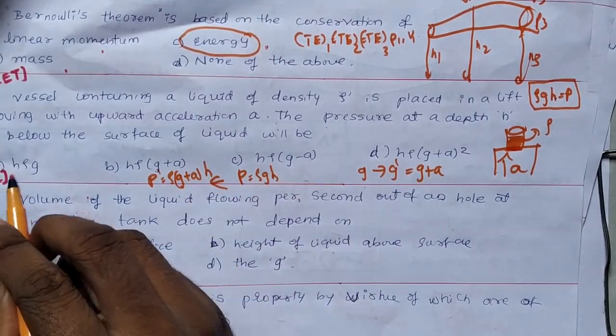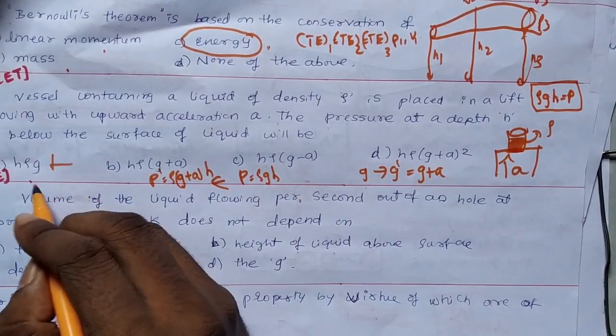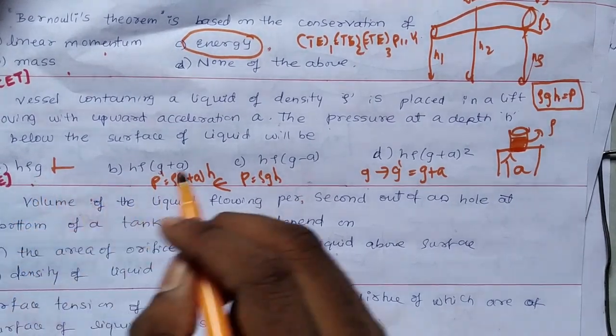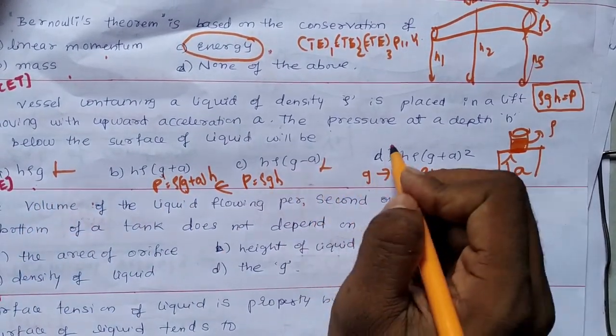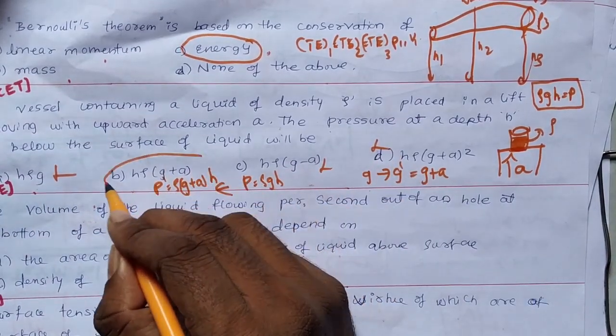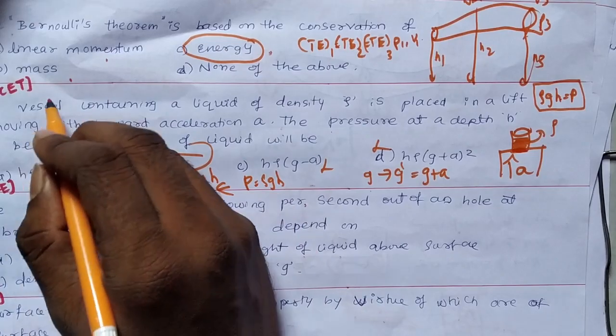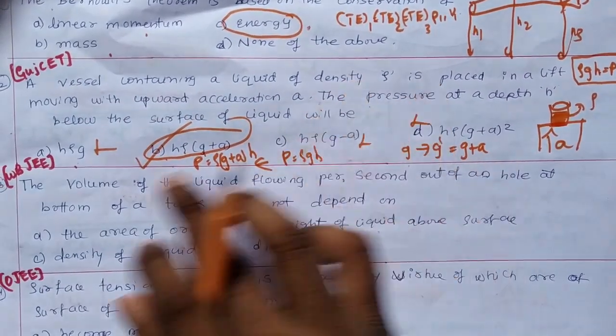Okay, which one is the option then? Rho g h cannot be the option because the vessel is kept in a lift moving with acceleration a. So this cannot be the option. Hence the option is rho into h into g plus a. This was asked in the Gujarat CET exam.